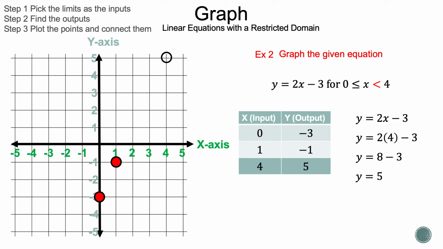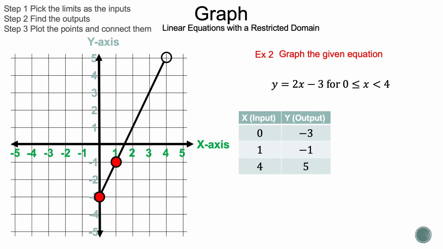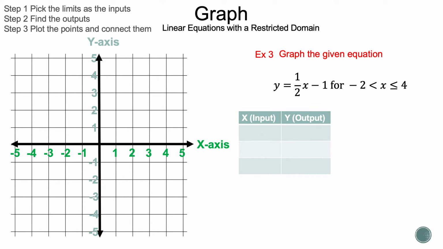The reason it's not filled in is because if you look at the symbol between x and 4, it says less than. Since it says only less than, we do not fill it in because we want to show that that point is not a part of the graph. We leave our point blank, but we still have it because we want to show where the graph ends. Now let's go ahead and get rid of our work. Let's connect the dots, and as you can see, it went through all 3 points, so we know we did it correctly.